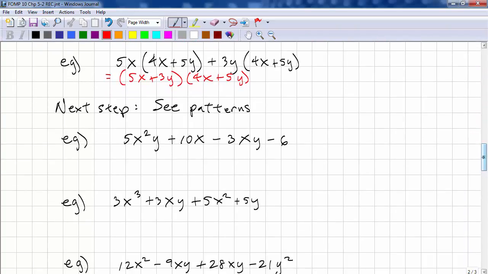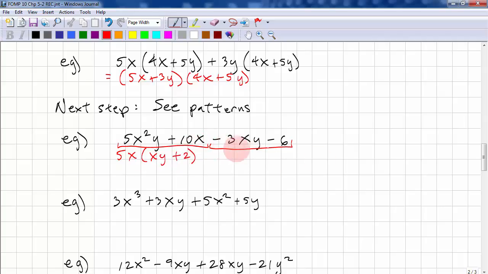Okay, again, this one's a little bit harder, but we need to try to see the patterns. Let's look in the first two, and then we'll look in the second two. So what's common? We want to pull out as big a monomial as possible. So there's a 5 that's common, and there's an x that's common. So we're left with xy, and we're dividing by this number when we're pulling it out. So 10x divided by 5x, that leaves us with 2. X divided by x just cancels out.